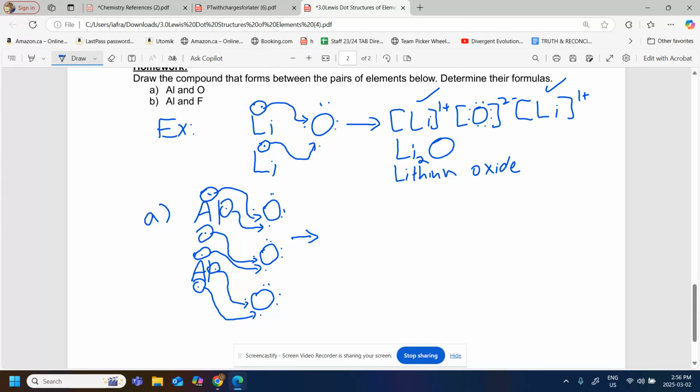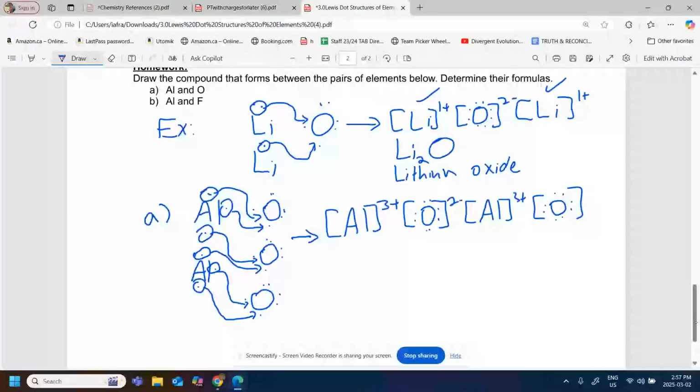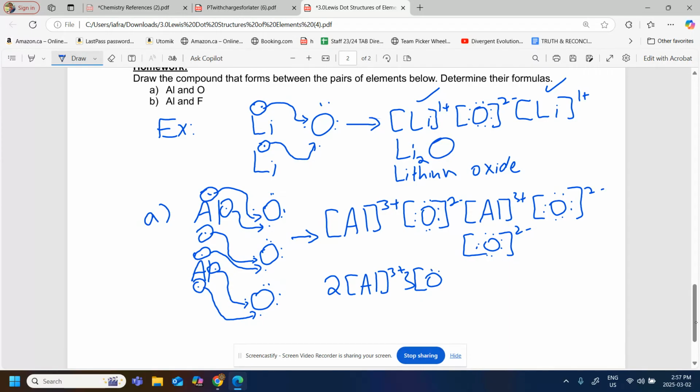There's a few different ways you can write this. You can write it alternating, so you can write, for example, aluminum 3 plus, O 2 minus, aluminum 3 plus, O 2 minus, and then you can put another aluminum 3 plus, or another oxygen over here. You could also write it like this. You could put 2 Al 3 plus, and then you can write 3 O 2 minus. You could do that as well.